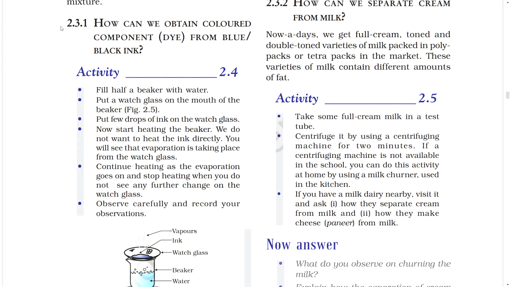We do not want to heat the ink directly. You will see the evaporation is taking place from the watch glass. Continue heating as the evaporation goes on and stop heating when you do not see any further change on the watch glass. Observe carefully and record your observation.